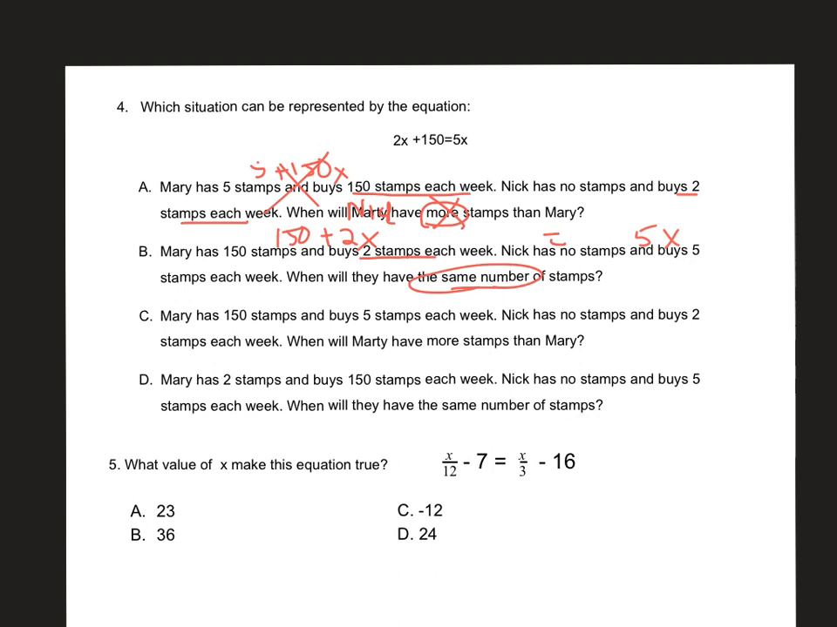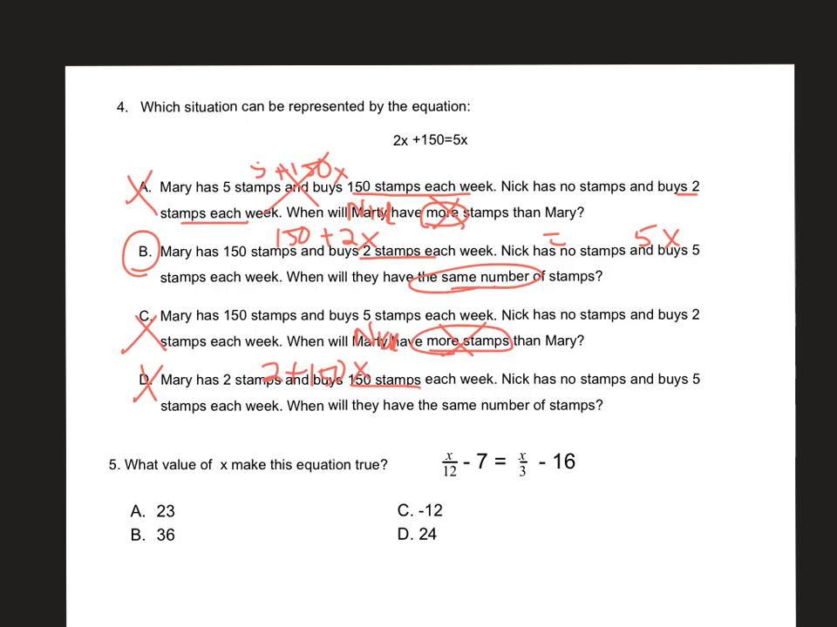Let's go ahead and look at the following. And again, this should say Nick. The question says, when will Nick have more stamps? Well, this is not an equation, so we know C has to be out of the picture, and so does A. Now let's look at this. Mary has 2 stamps and buys 150 each week. So this is 2 plus 150x. Well, that's not an option when I look at my expression. So therefore, the best option to go with is B.